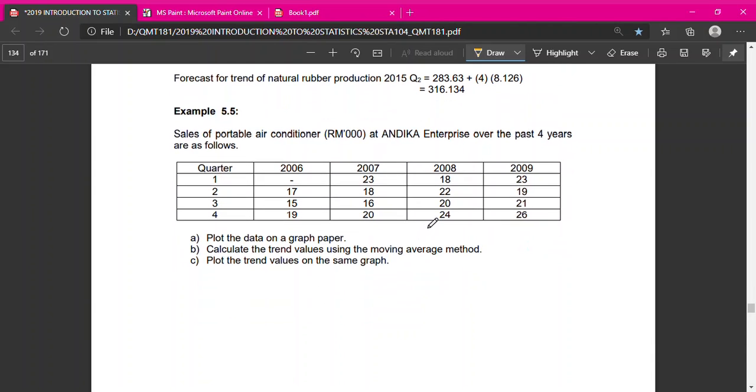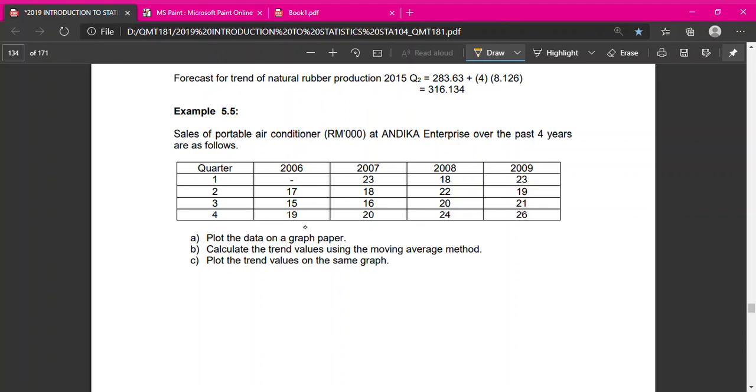Okay, let's say this is the example. Example 5.5. Okay, we have this data. Sales of the air conditioner at Andika Enterprise for the past 4 years. Okay, we have the years 2006 until 2009. And we have 4 quarter. Okay, so soalan pertama kat sini dia nak you plot the data on a graph paper. Okay, yang ni you dah pernah buat semalam.